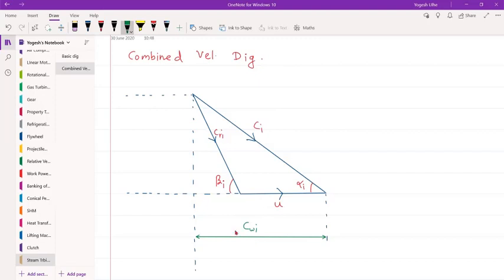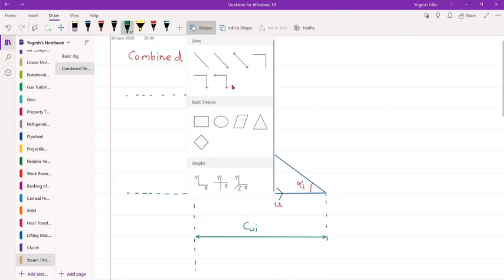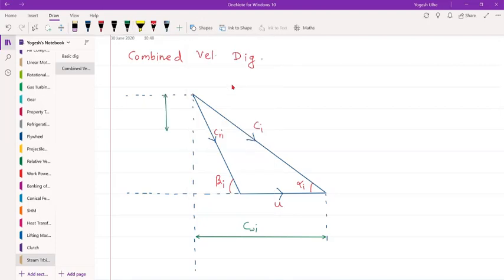So CWI means whirl velocity at inlet. Now guys, this CI has two components. One component is CWI, and there is another component, this one. This component is CAI, the axial velocity at blade inlet. Okay, now see guys, here I'm drawing.